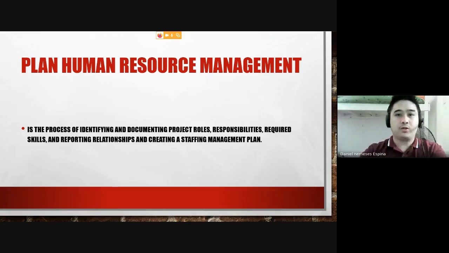In planning the human resource management, it is the process of identifying and documenting project roles, responsibilities, required skills, and reporting relationships, and also creating your staffing management plan. So aside sa pag-identify, pag-give of roles and responsibilities, how are they going to report? What is their accountability and what is their responsibility in the project?